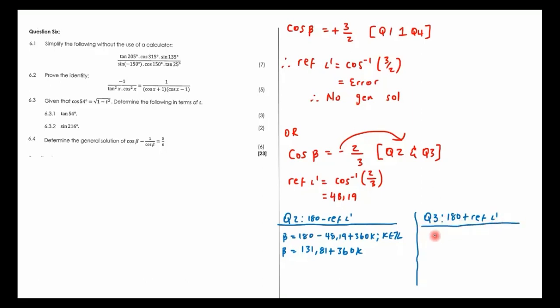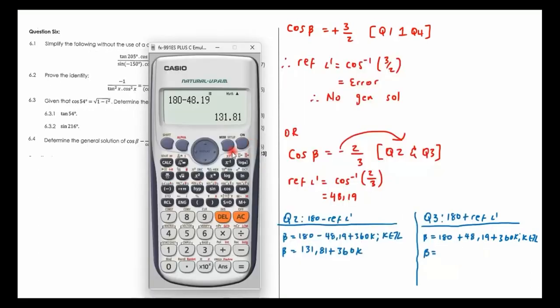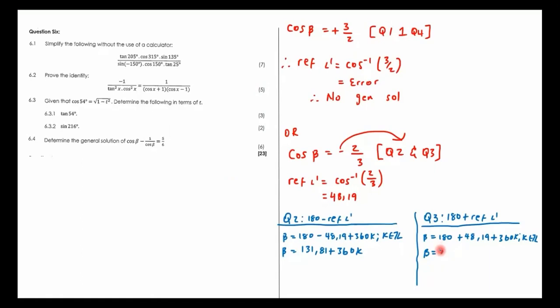Beta is then going to be 180 plus 48.19 plus 360k, where of course k is an element of integers, and therefore beta is going to be equal to, let me change that into a plus, 228.19 plus 360k, and that is how we end our video.